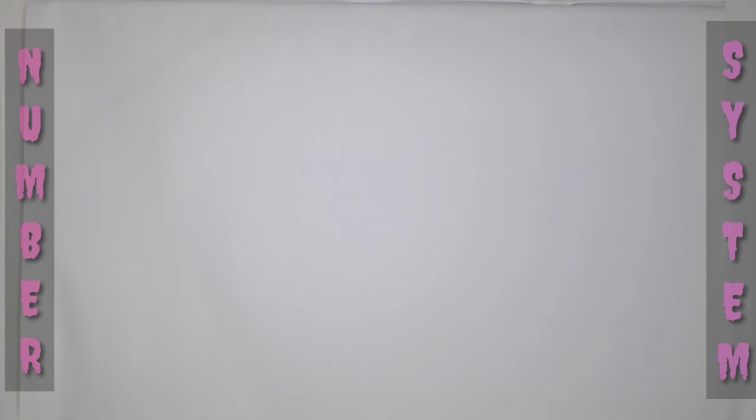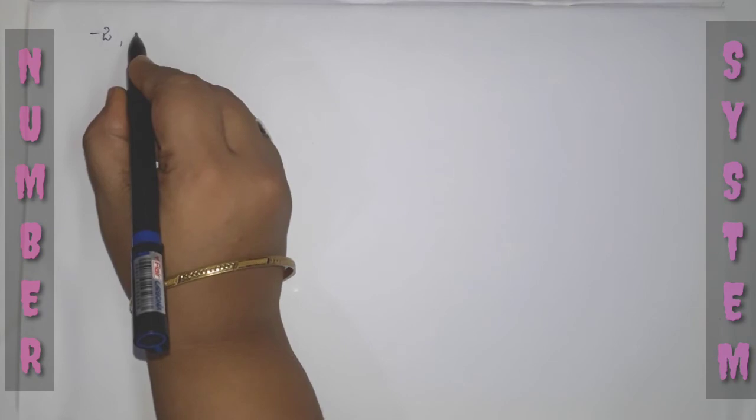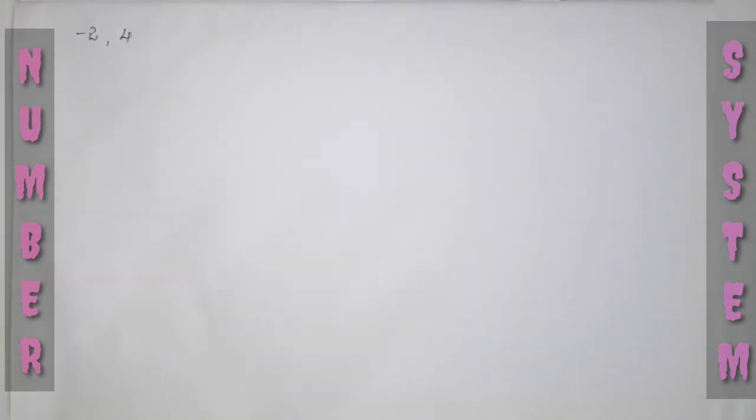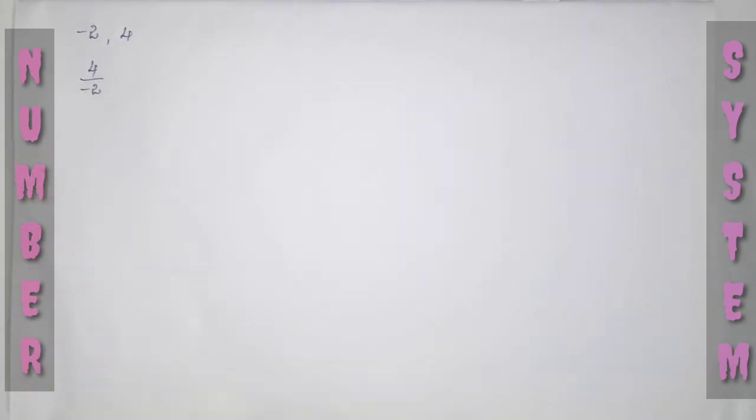Coming to division. Suppose I take -2 and 4. One is a negative number, another is a positive number. So I have to divide: 4 divided by -2. Here also you have to remember the same rule as before. Whenever you have the same sign, you get plus. If you have the opposite sign, you get minus.